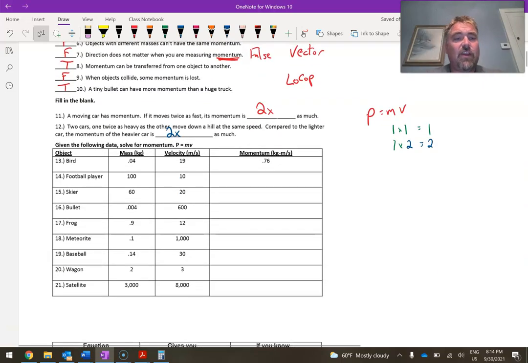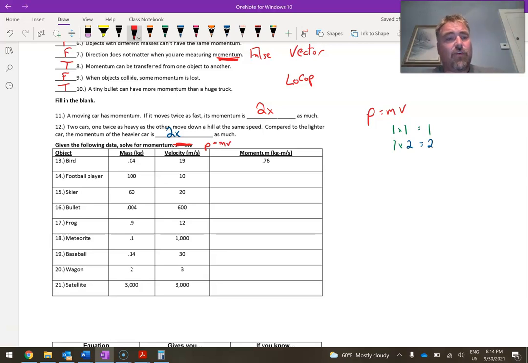Now, given the following data, we're going to solve for momentum using P is equal to m times v. Just for the record, I don't like this formula. I don't like the way they did this. This should not be a capital P; this should be a lowercase p. We've already dealt with a capital P. That was power. So make sure that you're using a lowercase p for this.